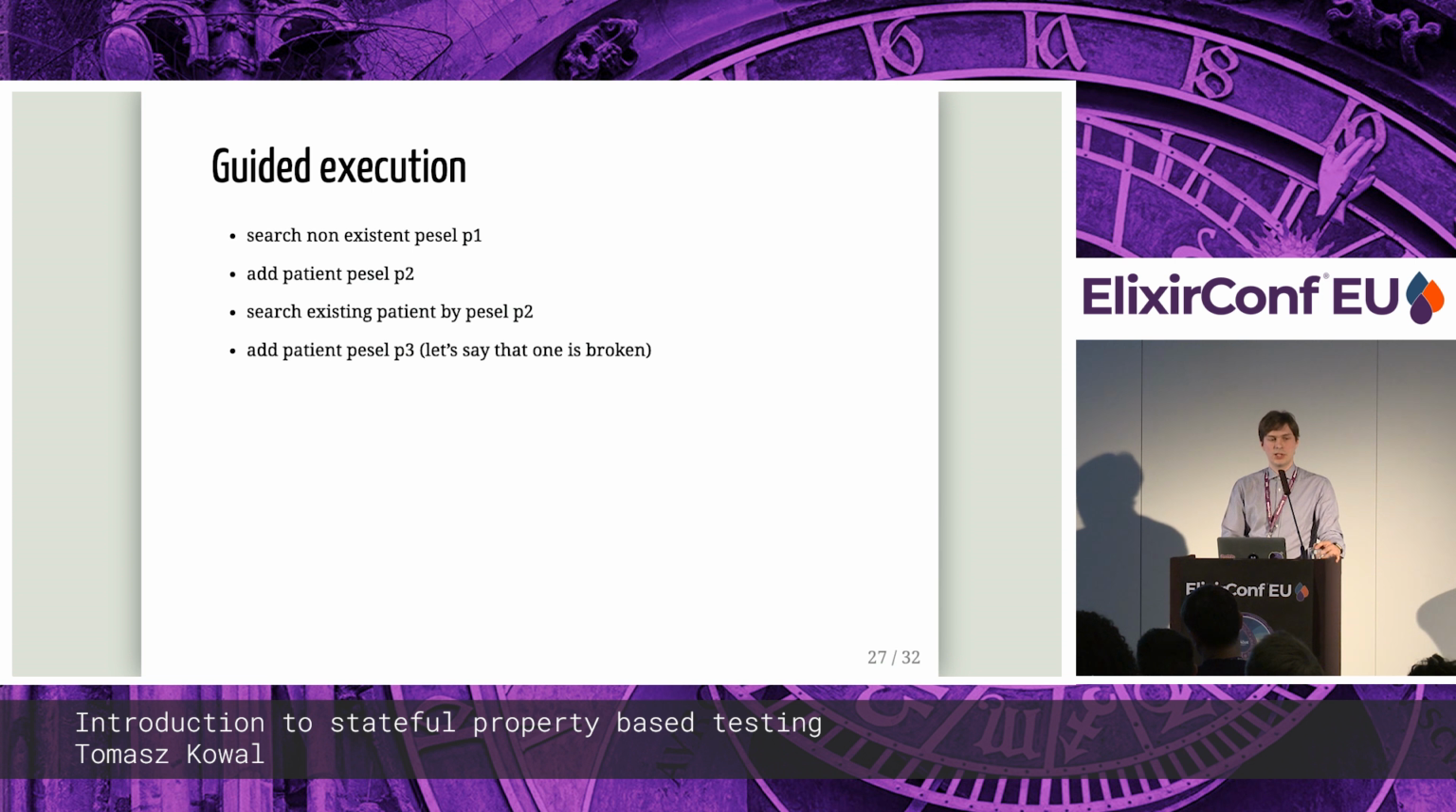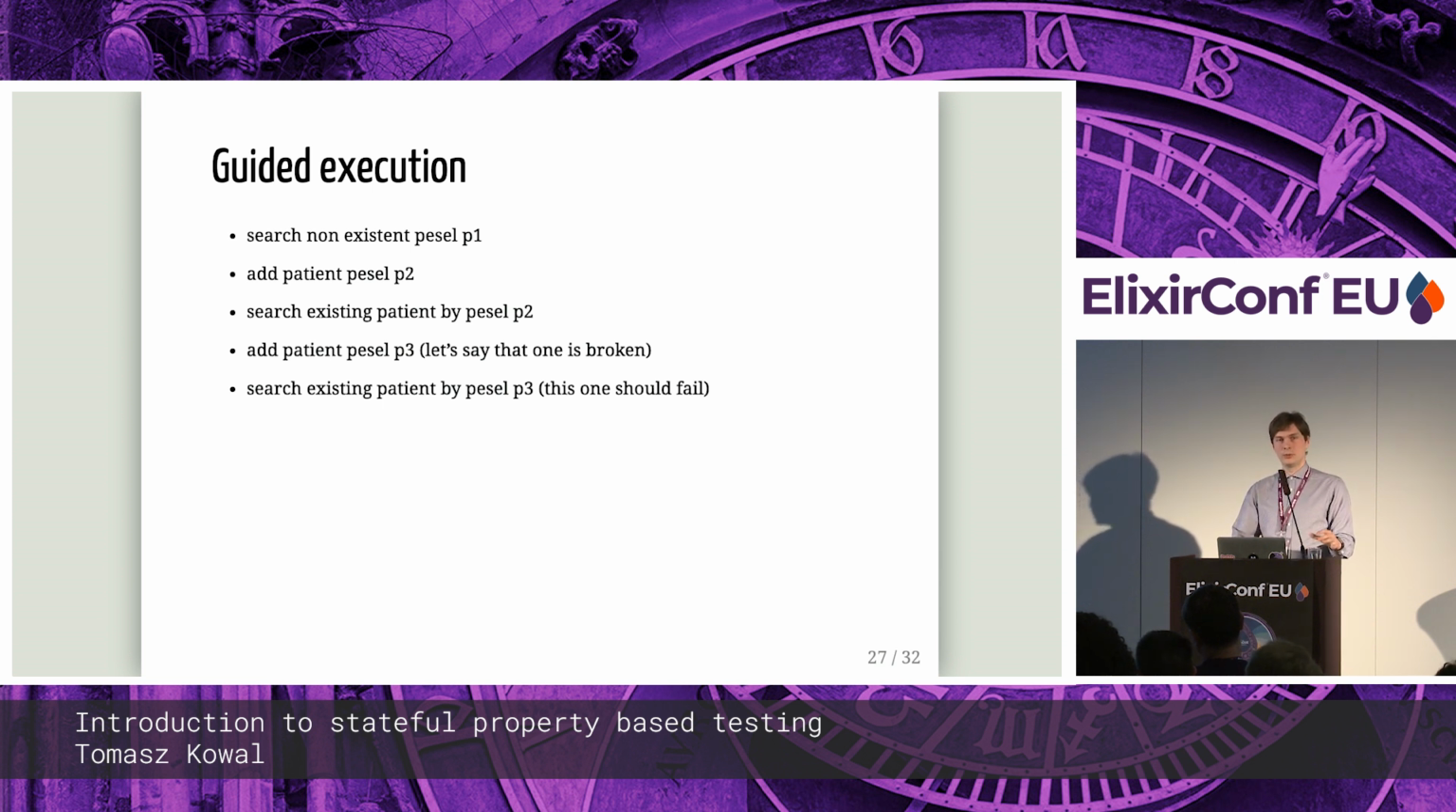Then we're adding a patient with PESEL P3, and let's say that that one was born after 2000 and that breaks the system. We don't see it immediately, but let's say that the next generated command is search for existing patient with PESEL P3. So now our test should fail, because in our postcondition we can check that our model expects to find a patient with PESEL P3, but our system did not find it.